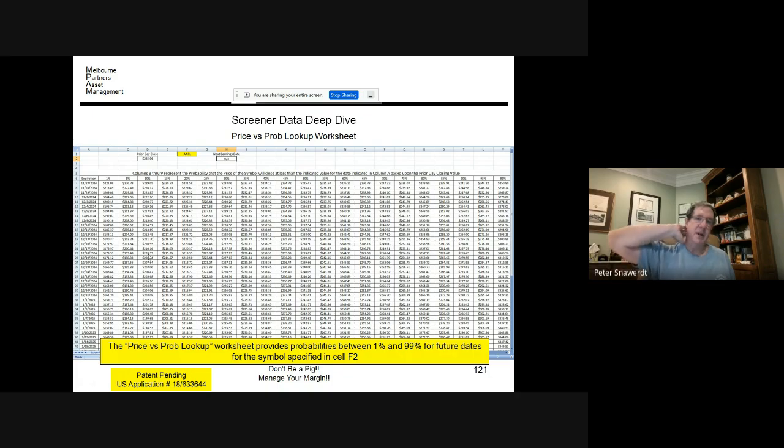The price versus probability spreadsheet starts with the 1% levels of the CDF, and it goes all the way to the 99% levels. The way you read this is the probability that the stock will close less than that value. So for Apple on 11/27/24, the probability that Apple stock closed below 221.08, I think that's what that is, was less than or equal to 1%.